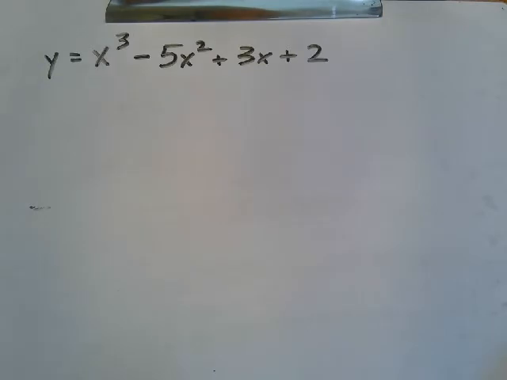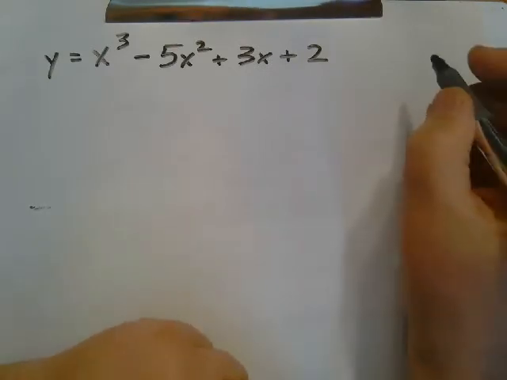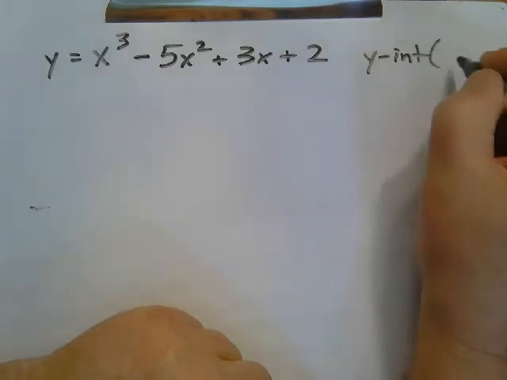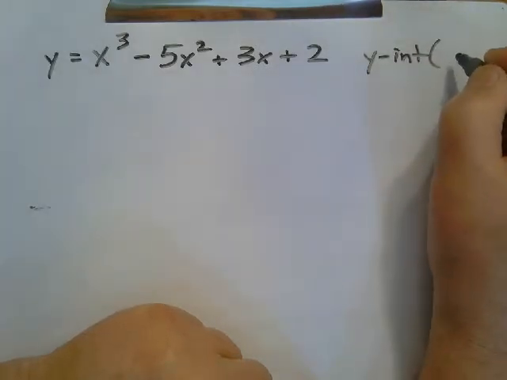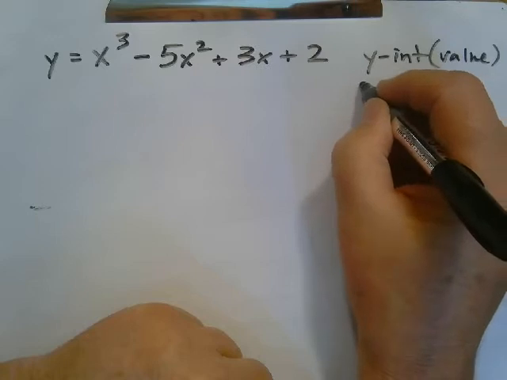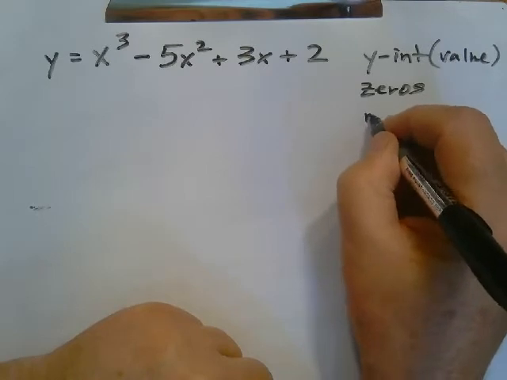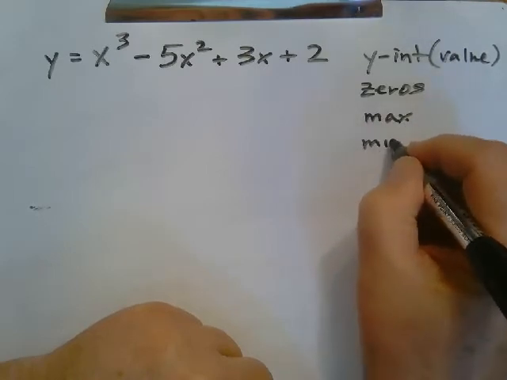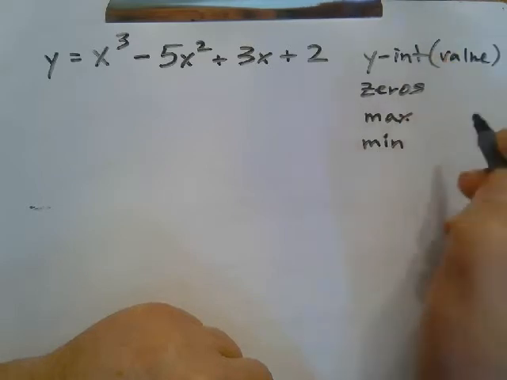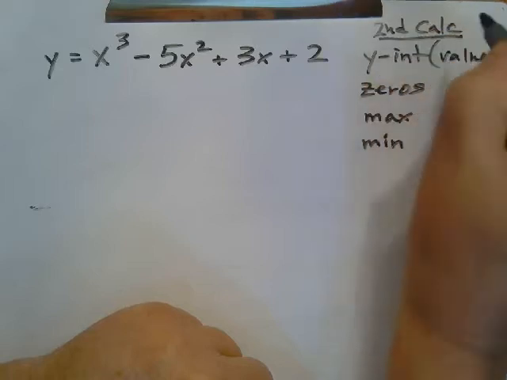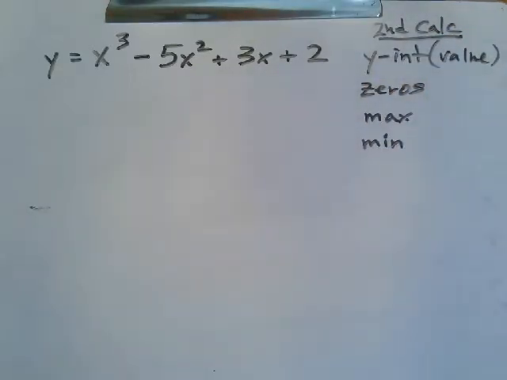All right, let's tackle this one here. Before we do, let's make a list of the things we are going to be looking for. We're going to be finding the y-intercept, and we could do that using the value feature. We're going to need to find the zeros, and we're going to use the zero feature for that. And we may need to find maxes and mins. We'll know when we see the picture here. Okay, those are the 4 things, and of course we find all of those in the second calc menu. So let's go ahead and put that in the calculator and see what it looks like.